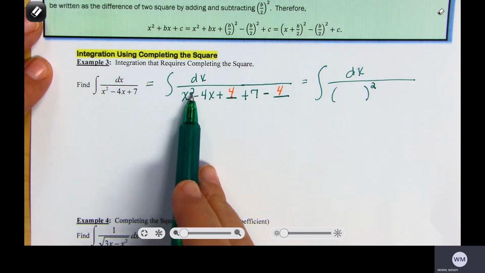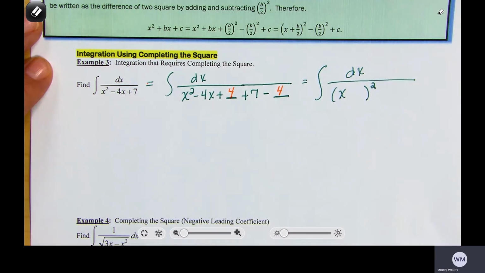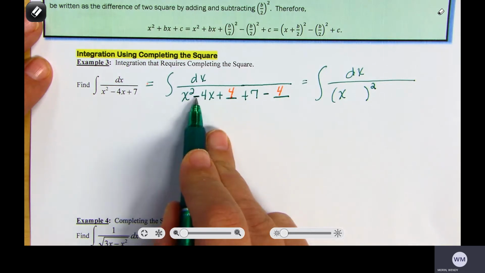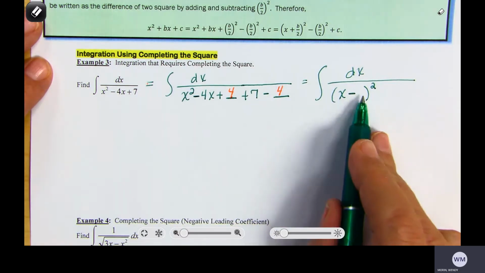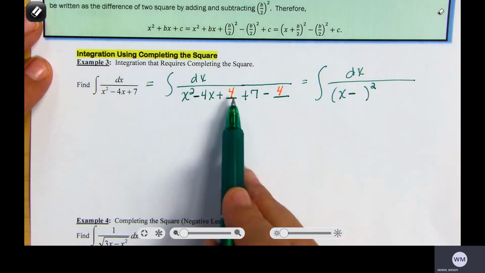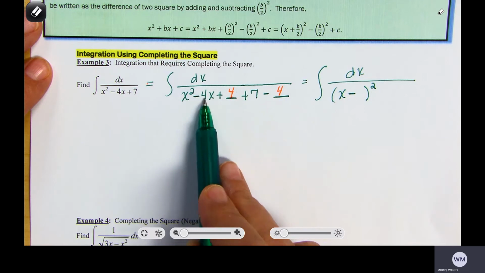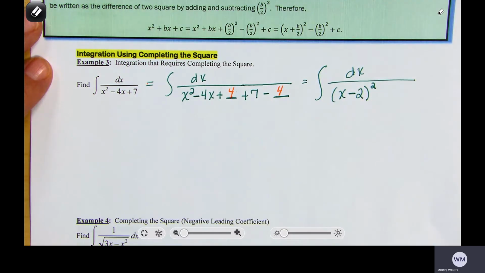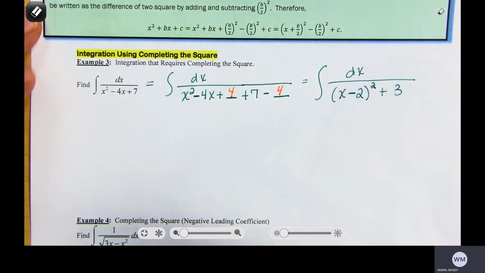The square root of the first term goes here. This first sign is always going to be a plus. So this could be a minus, this could be a plus right here. So if this is a minus, that's a minus. And to get the second term of the binomial, you can do one of 2 things: square root of the C value or half of the B value. Either way, you'll get a 2. And then you still have 7 minus 4, which is 3.